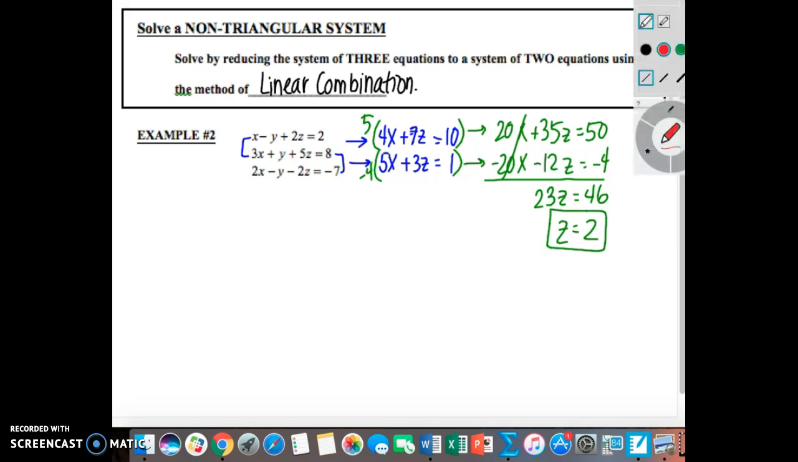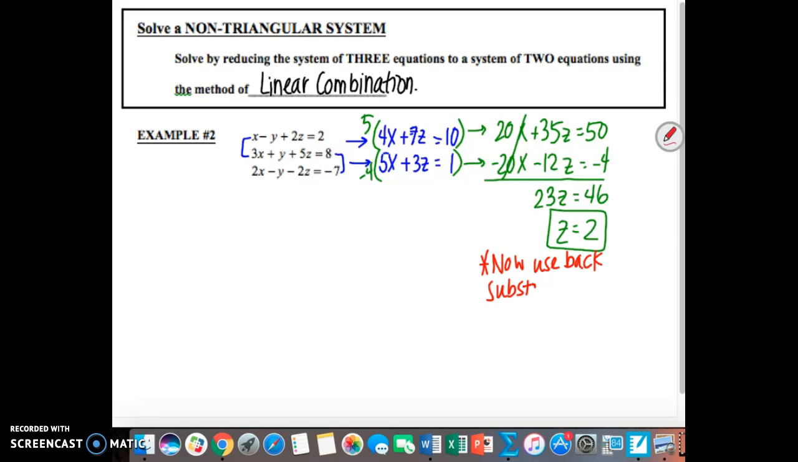So once we have z equals 2, we now will use back substitution to first get x, and then get y. The reason we need to first get x is because these two equations both have x and z in them, so we can pick one of them and plug in our known z value.